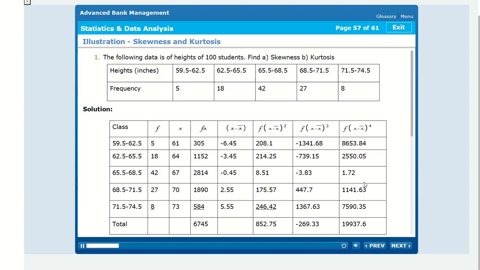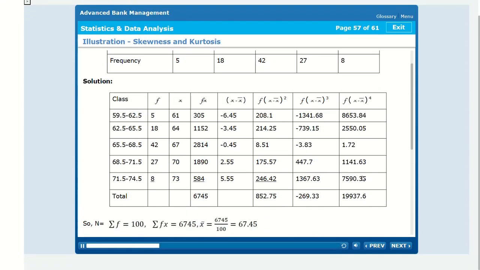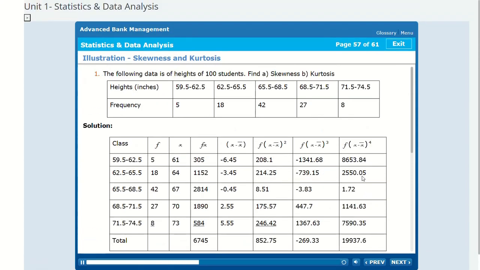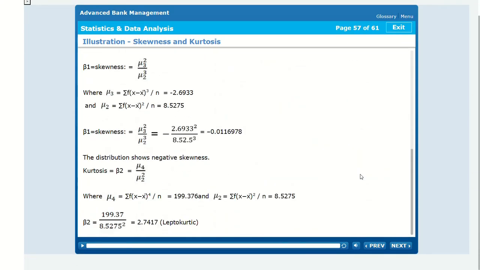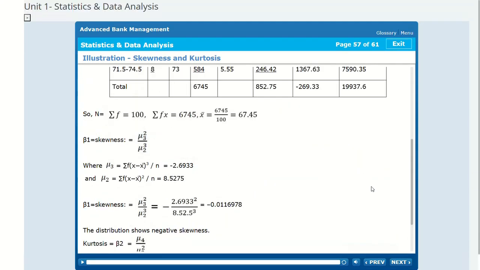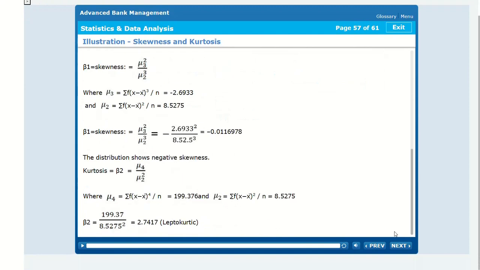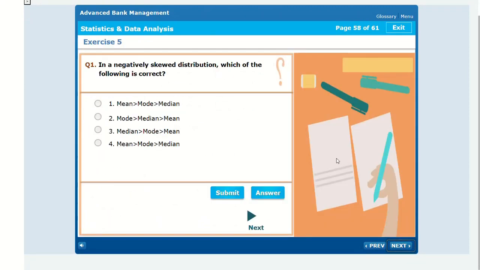Illustration, skewness and kurtosis. 1. The following data is of heights of 100 students. Find A, skewness, B, kurtosis. Solution. Exercise 5.